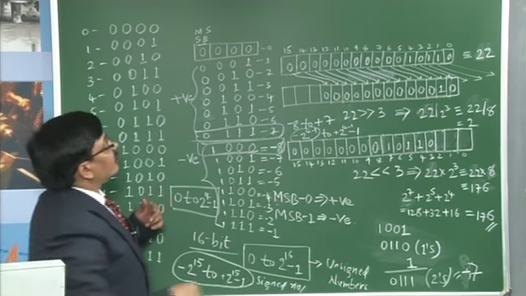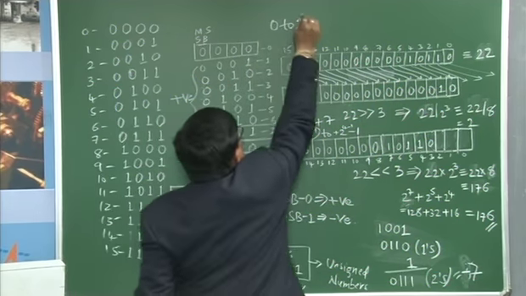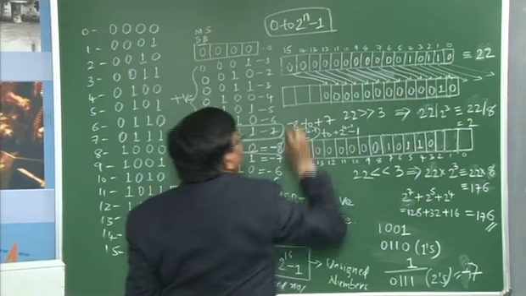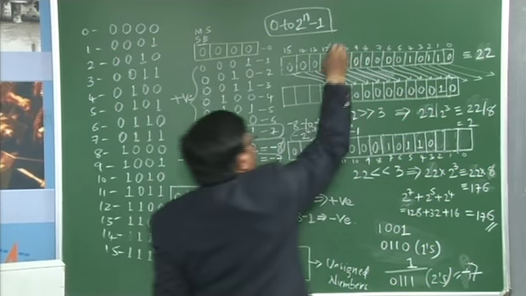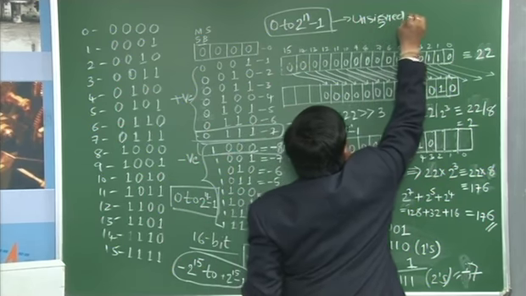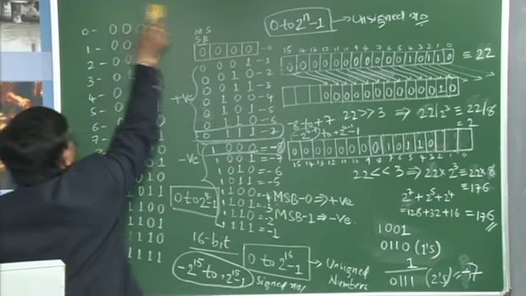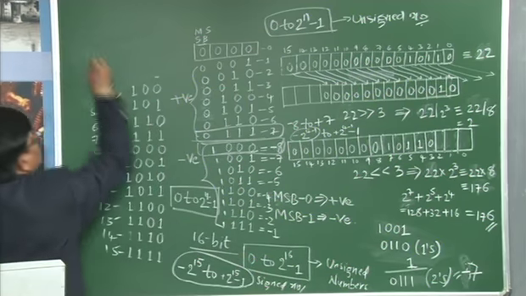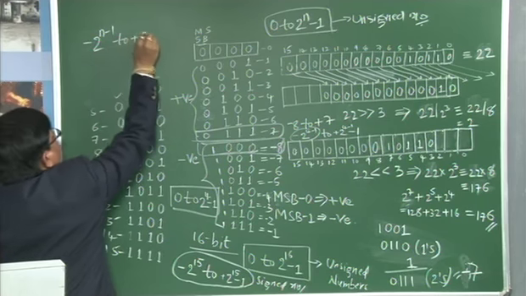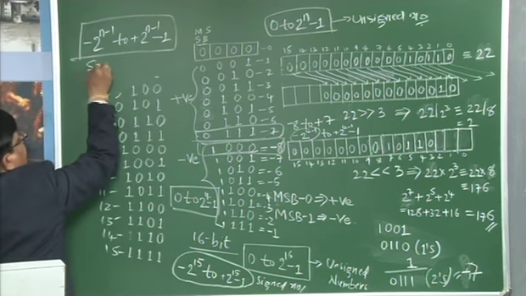In general, what we can write is 0 to 2 power n minus 1 is the range of the positive values, that is, for the unsigned numbers. Similarly, for the signed numbers, the range I can write here is minus 2 power n minus 1 to plus 2 power n minus 1 minus 1. This is the range for signed numbers.